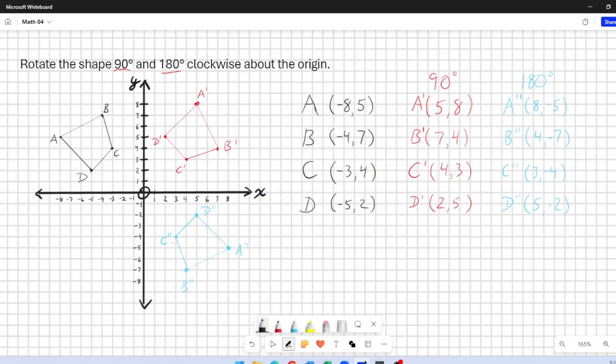So in summary, if I'm doing a rotation of 180 degrees, you just need to flip the sign on X and Y. And if I want to do a 90-degree rotation or even a 270-degree rotation, what we can do is flip the X and Y coordinates, numbers only.